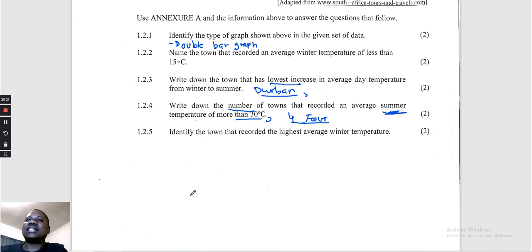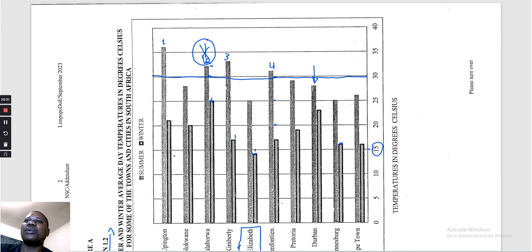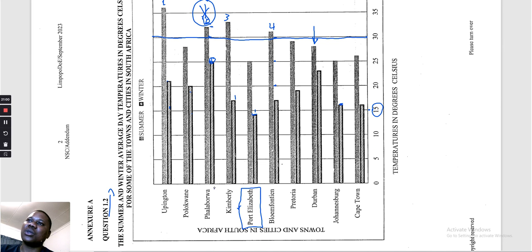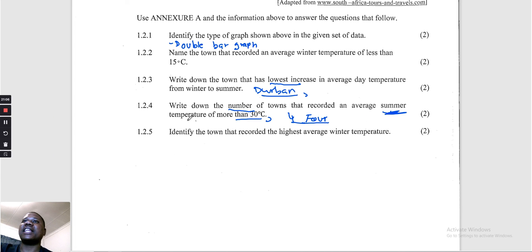Now, number 5, it says, identify the town that recorded the highest average winter temperature. So let's go and look at the winter temperature. Remember, the winter temperatures are these ones. Okay, so let's go and look now. So which one is the highest? You just have to compare which bar graph here, which bar is the biggest, which bar is the highest, okay? Which one is the tallest? So if we check, this is the only bar that reaches 25 for the winter temperature. So which city is that one? It's Palabora. So our answer, you just write Palabora. Okay, then we are done with 1.2.